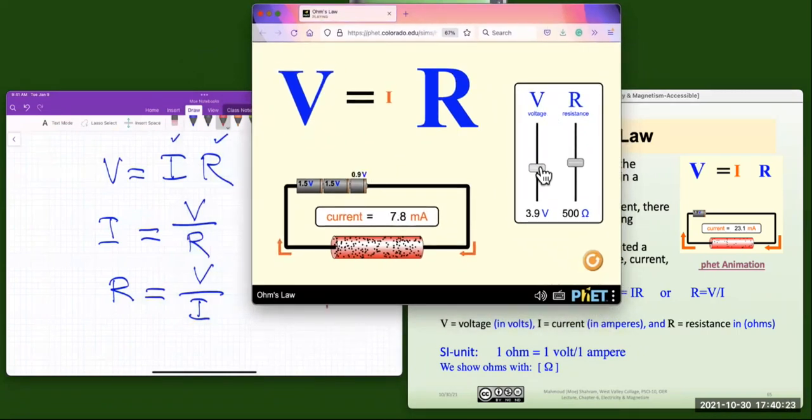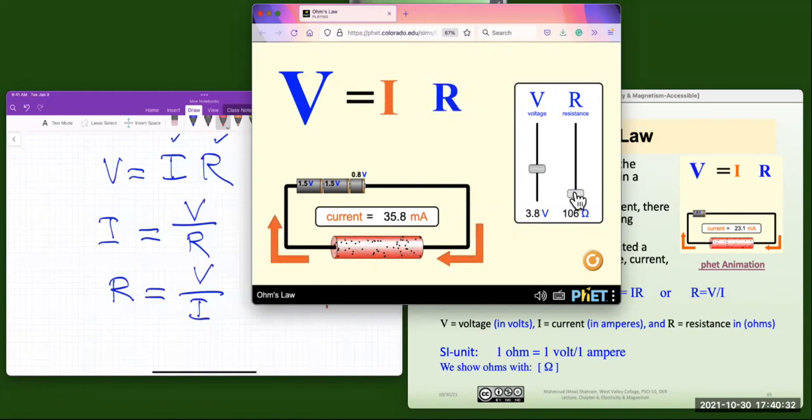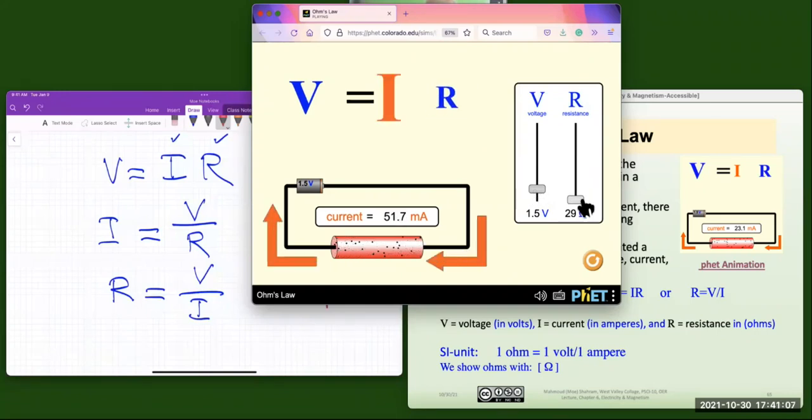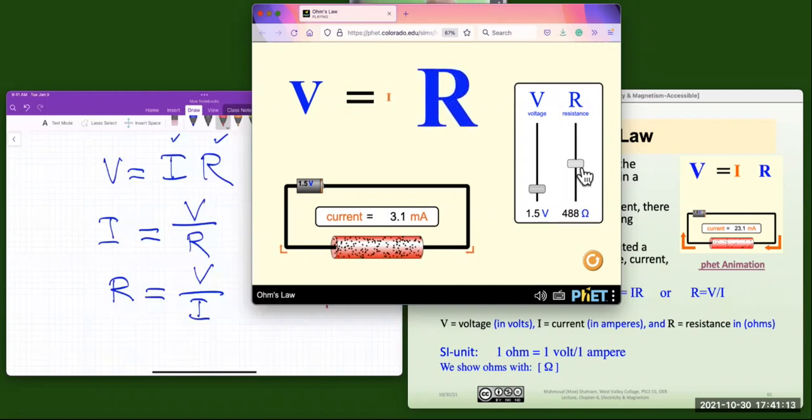Now let's see what happens if we reduce the resistance. The current increases. So here we set, let's start with 1.5 volts. And now I can change the resistance and my current changes. So less resistance, more current; more resistance, less current.